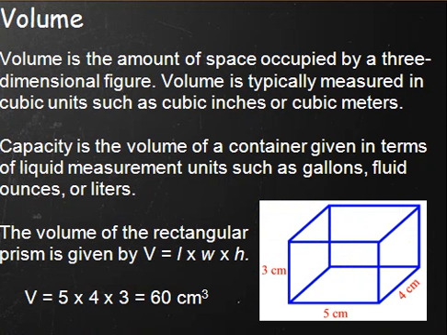Volume is the amount of space occupied by three-dimensional figures. Volume is typically measured in cubic units such as cubic inches or cubic meters. Capacity is the volume of a container given in terms of liquid measurement such as gallons, fluid ounces, or liters. So if we want to find the volume of a rectangular prism, we know that we would have to take length times width times height, giving us a volume of 60 centimeters cubed.